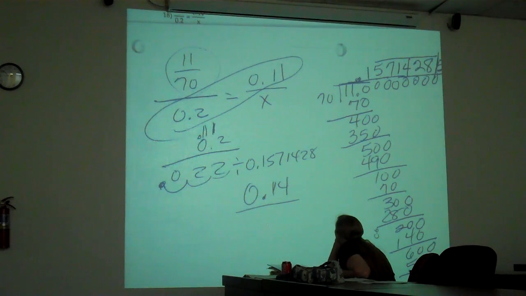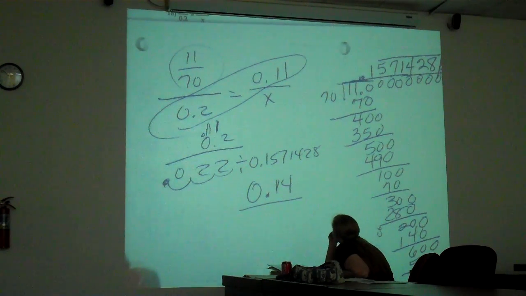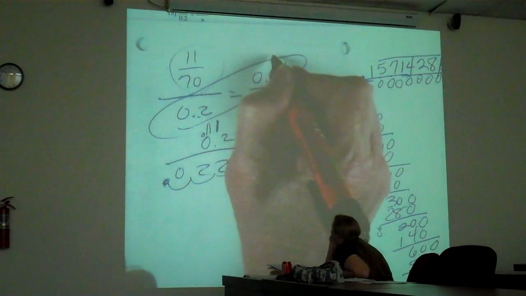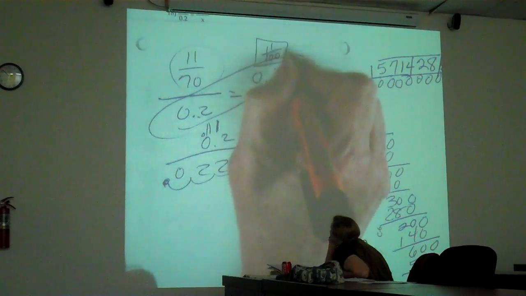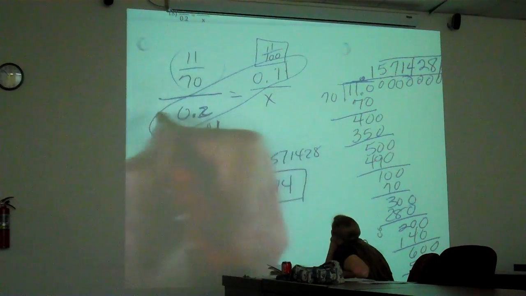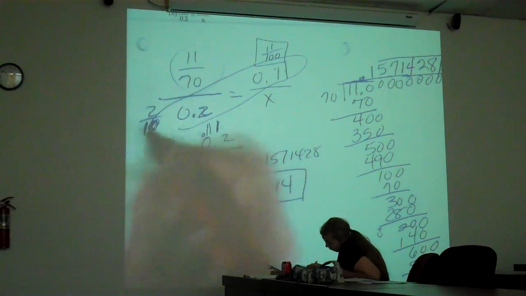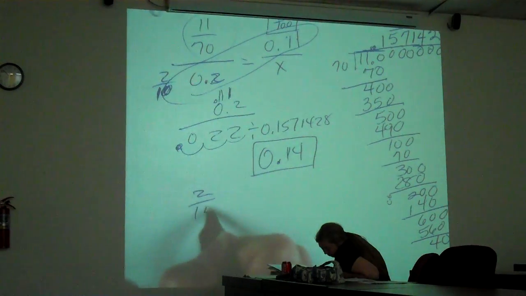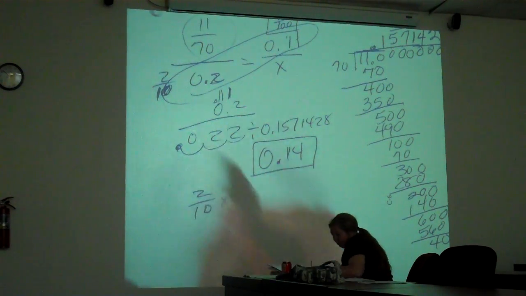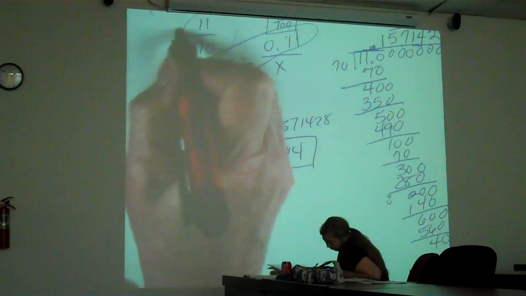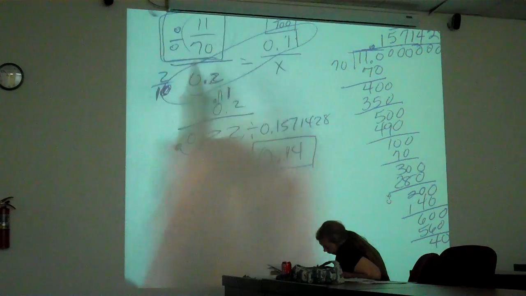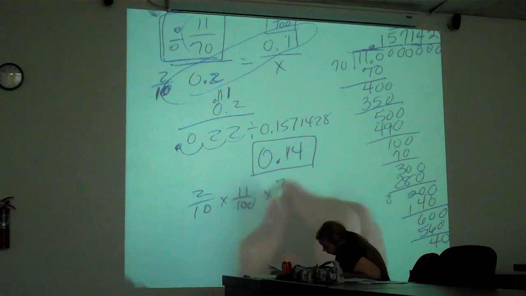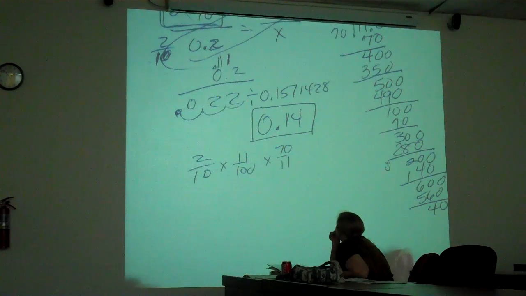You know what? It's going to be so much easier when you do fractions. Let's turn these two into fractions. 11 over 100, and 2 over 10, or 1/5. We're going to multiply 2/10 times 11 over 100. We'll be dividing by this, which is multiplying by the reciprocal, right? So we'll times it by 70 over 11. That's going to be a lot easier.